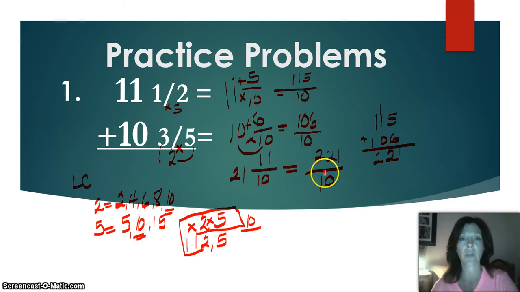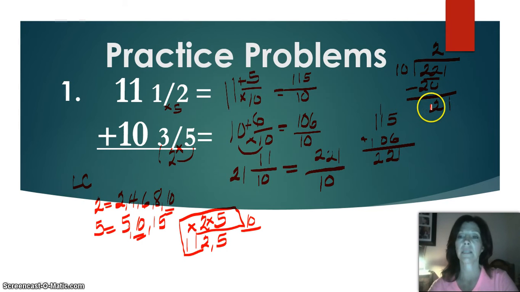When you have an improper fraction, remember I said before that this sign means to divide. So you would divide 10 into 221. So let's do this up here where we have a little bit of room. So you're going to take your denominator, divide it into your numerator. 10 divides into 22 2 times. 10 times 2 is 20. Subtract, you're going to get 2. Bring down your 1.